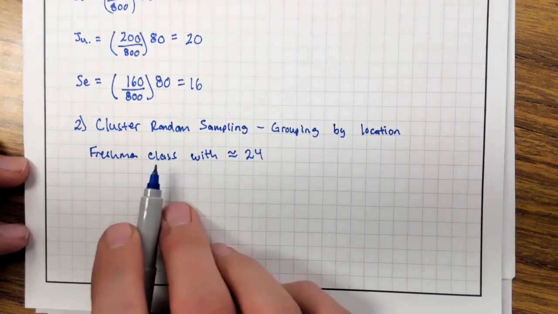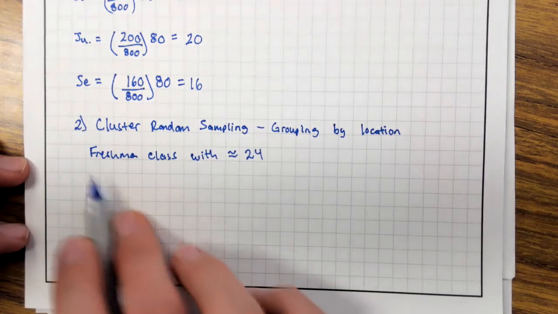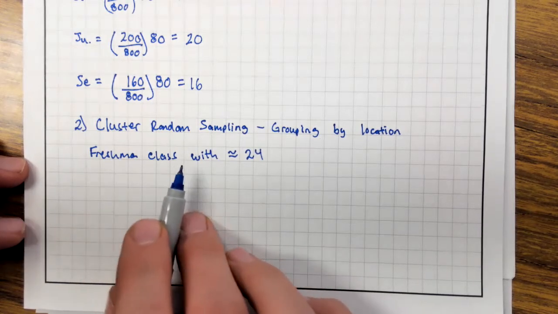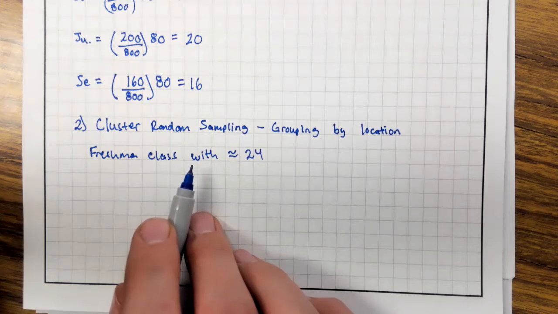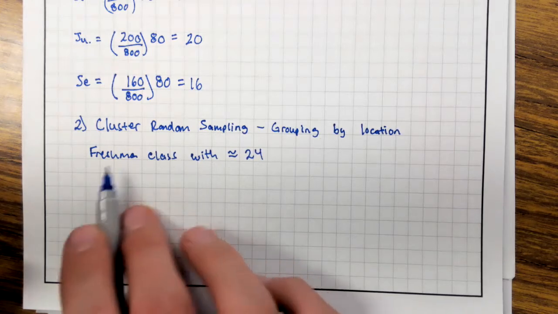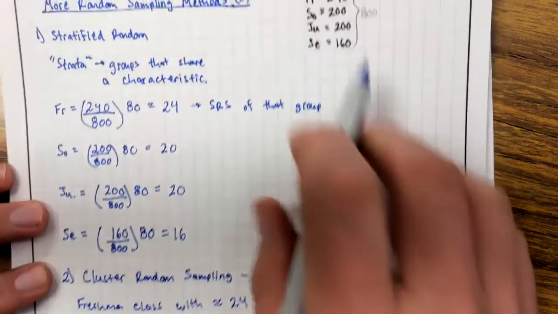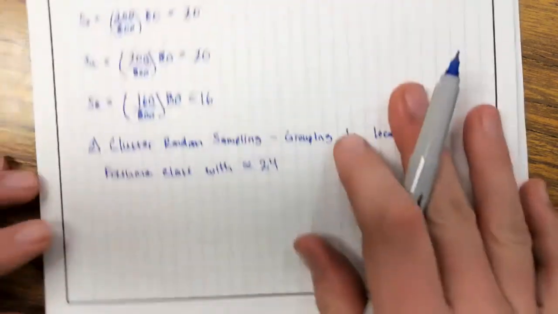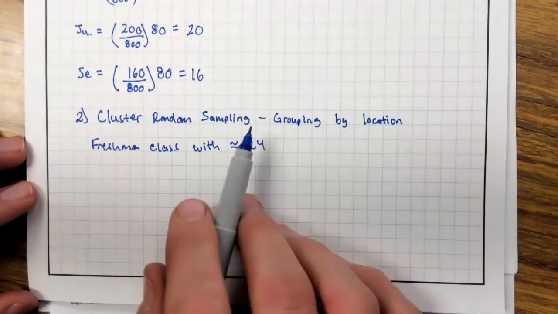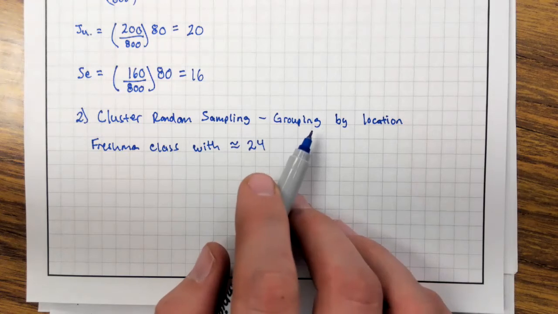Do the same thing for the sophomores. You would randomly select one of the sophomore classes. It's going to hopefully have around 20 students. And every student in that class will then complete this survey, or will at least answer this question. So that's what cluster is. That's really it. You're grouping by location.